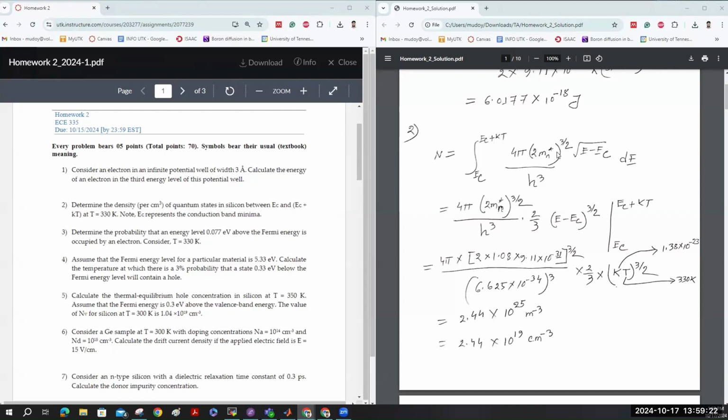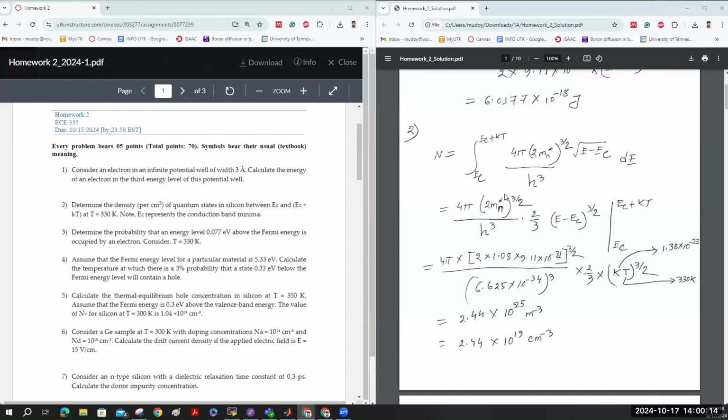And for performing this integration operation, you can just take this constant out because this whole term is a constant. So you can take this out from the integration and just integrate root over E minus EC. If you integrate root over E minus EC, you will get 2 divided by 3 times (E minus EC) to the power 3 divided by 2. Then you have to insert the parameter values in this equation or formula. You have got 4 pi, which is a constant, h cube. h is a constant, you know. And yeah, you have to put the upper limit and lower limit in the integration result as well.